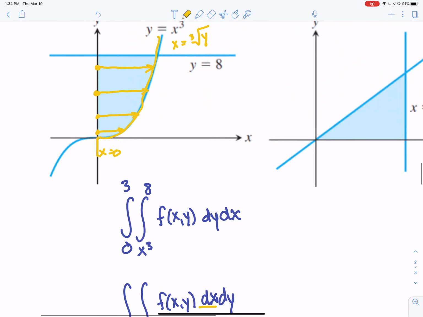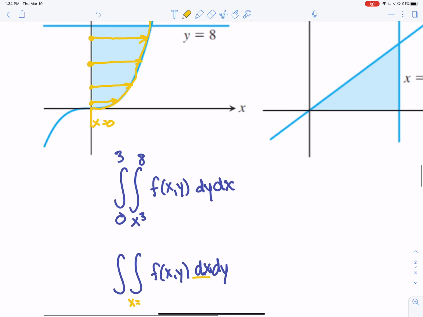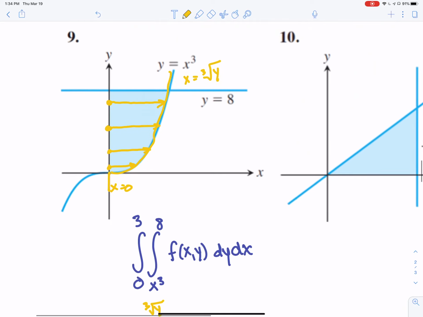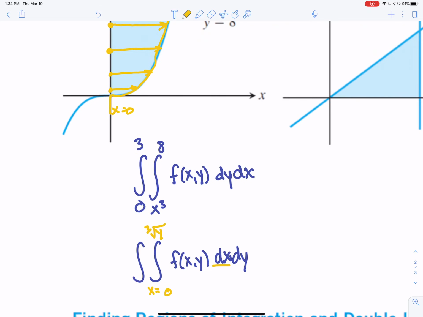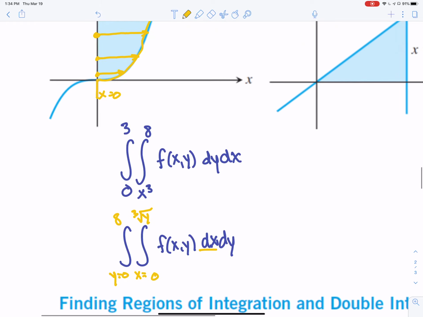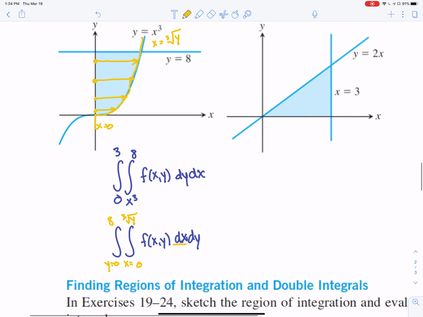So we go from left to right. It'll be from x equals 0 to x equals the cubed root of y. And then in the y direction, it looks like we just go from 0 to 8. So that's pretty easy. That'll be from y equals 0 to 8. So our outer bounds are 0 to 8.